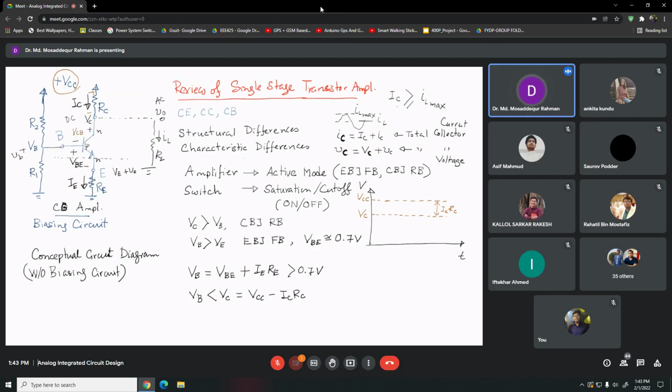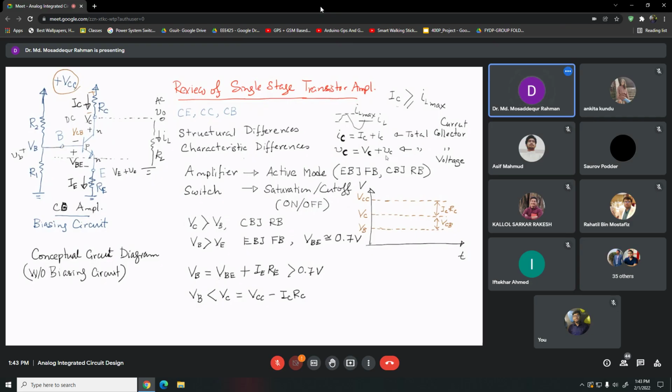Let's say we have VB somewhere here. So this difference here is our VCB, the collector to base voltage. So these are the DC voltages. Let's say our DC voltages are like this for this transistor amplifier.